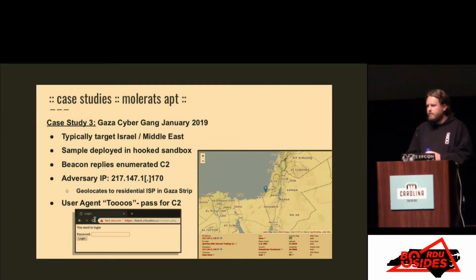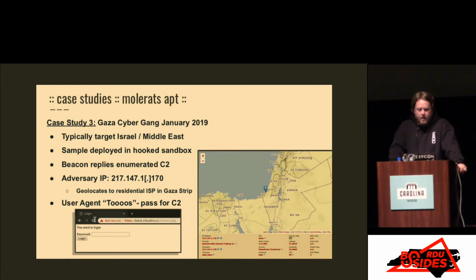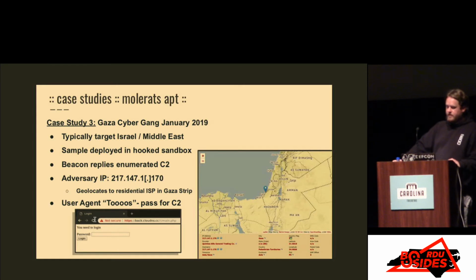Back in January of this year, a piece of Molerats malware came across my desk. And this was one of the families that we obviously didn't have the C2 source code for, but I tossed the malware sample into the hooked sandbox, the modified sandbox, and received some pretty nice attribution callbacks from this particular campaign. IP address tracing back to Gaza Cyber Gang, it was geo-traced back to the Gaza Strip, and of course Molerats has been attributed to the Gaza Cyber Gang.